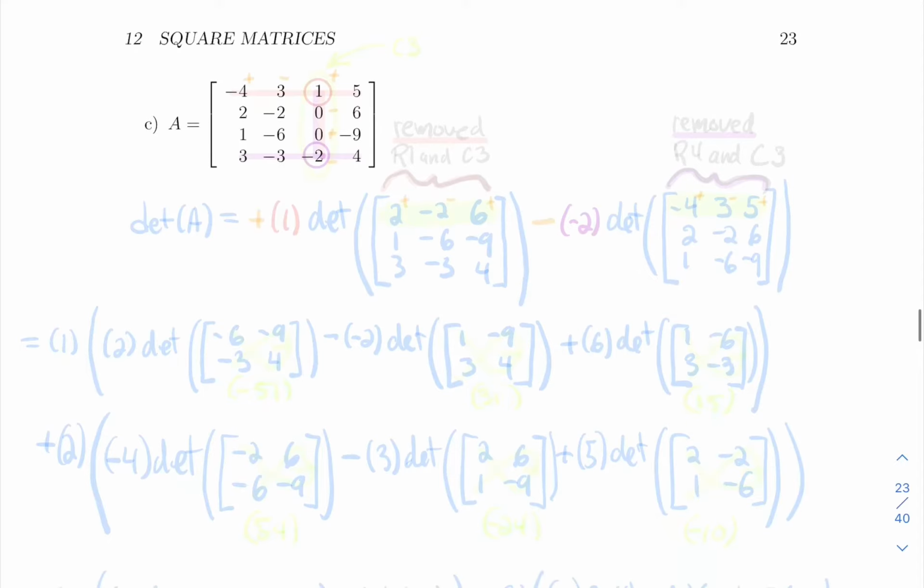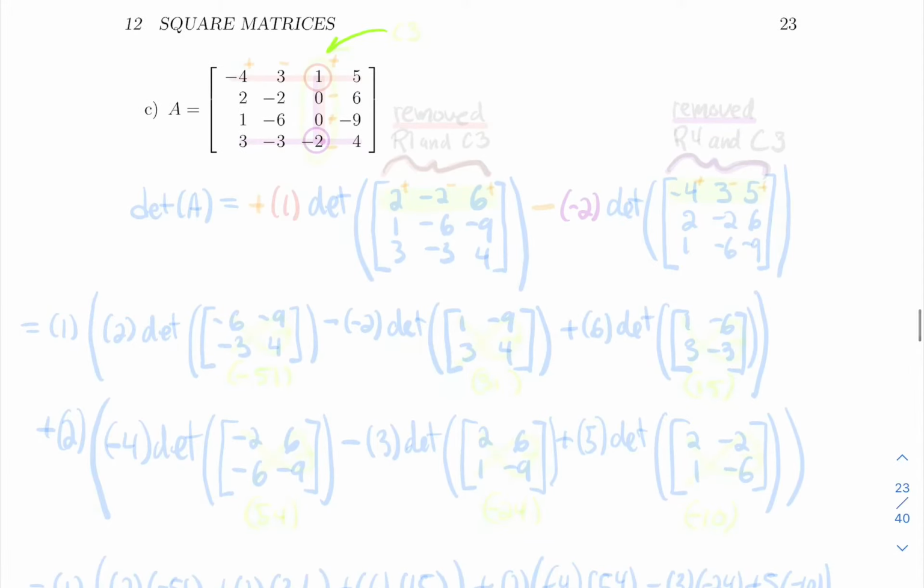Next example, for matrix A here, we're going to choose column 3 because there's 2 zeros in it. So if you do the expansion, you're going to get that the determinant of A is, if you look at the alternating signs, plus, minus, plus, minus, plus, minus. So 1 is at a plus position. So you write your plus. I'll put the 1 in red so that you see where it comes from, times the determinant.